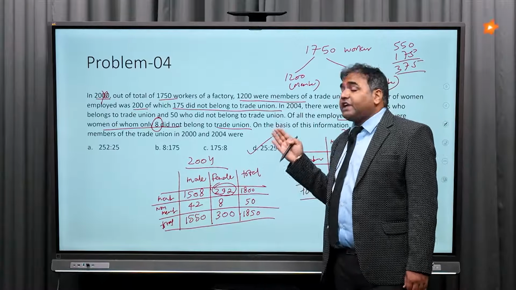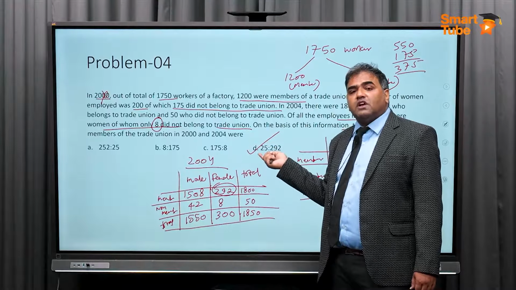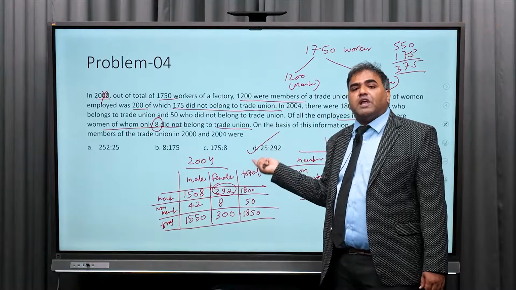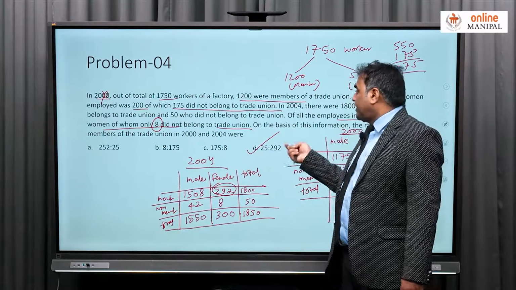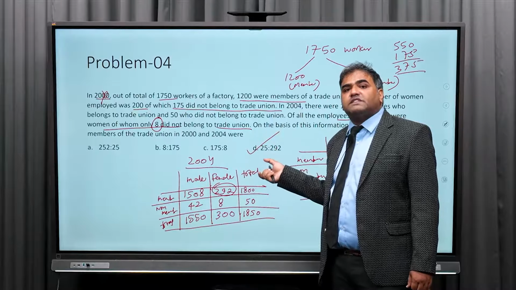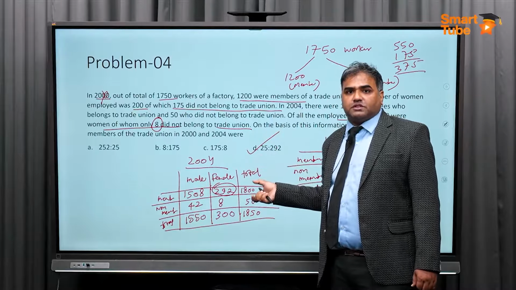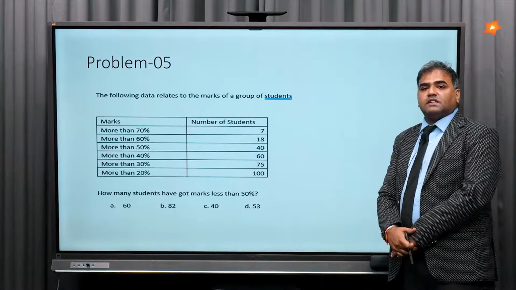Again, be careful when you get these kinds of questions. Maybe I can ask you, what would be the ratio of female member in 2004 and 2000? Then the answer would be 292 is to 25. So be careful to understand what they are asking you in the question. Clear this much? So now guys, let's discuss this problem 5.